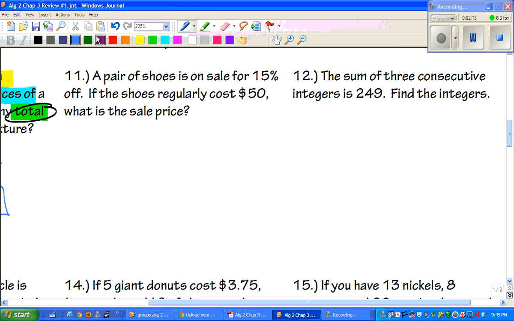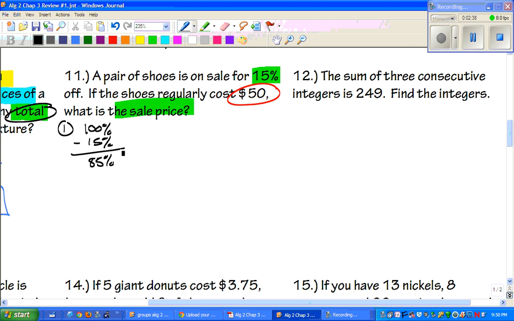All right, number 11 says that a pair of shoes is on sale for 15% off. If it normally costs $50, what is the sales price? Now, the way we talked about this was two steps. The first thing is you're going to take what the percent off is and subtract it from 100, which means you're paying 85% of that. And then you're going to multiply those guys together.